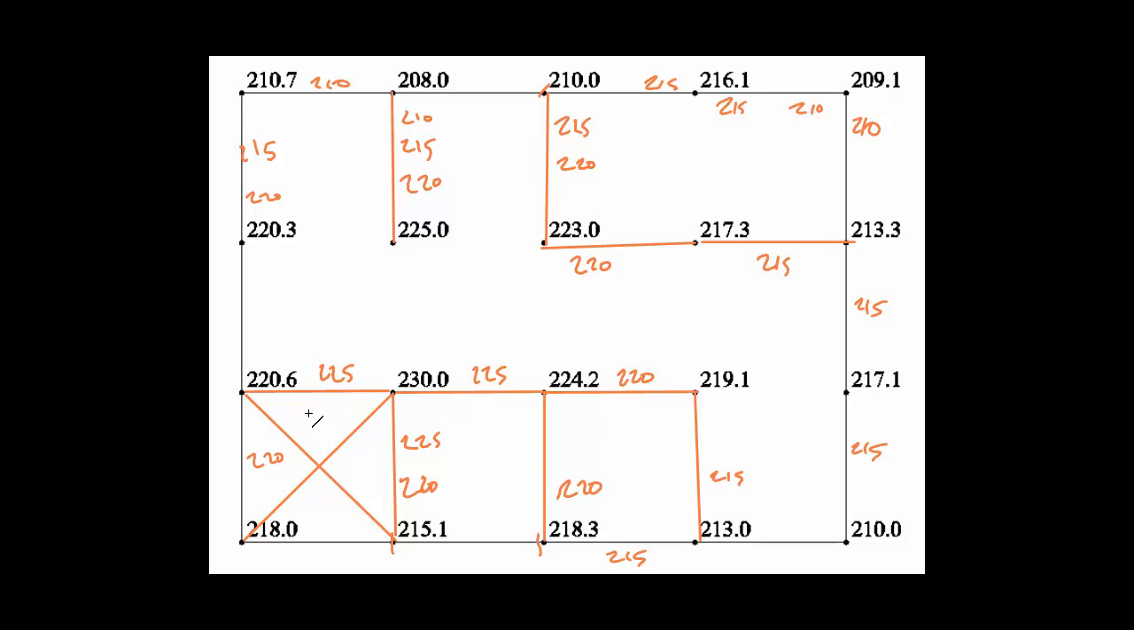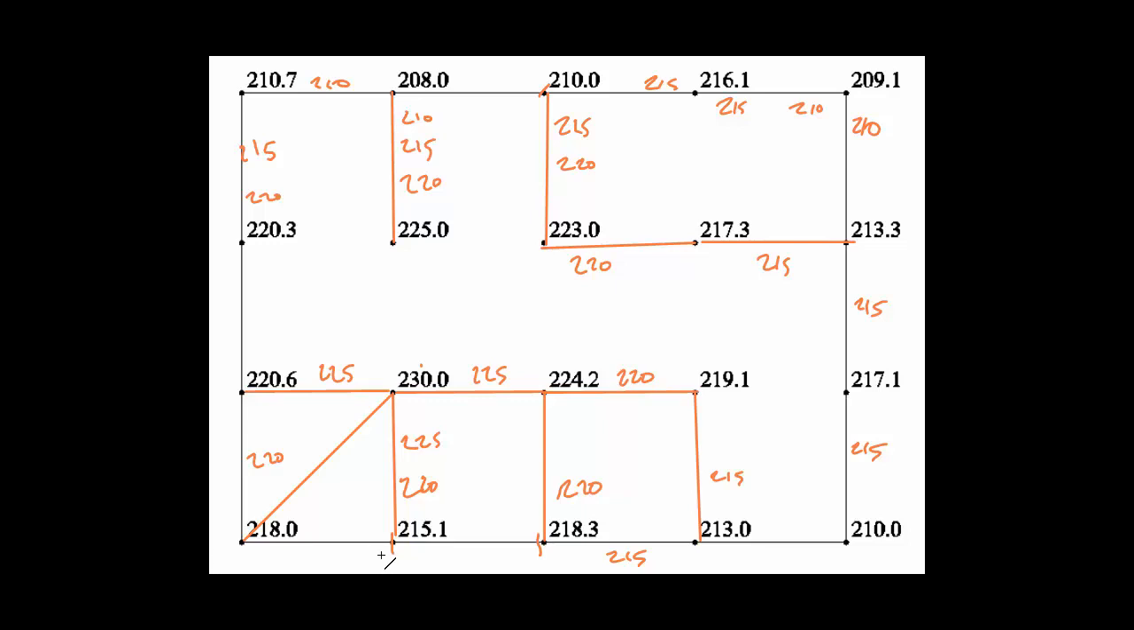So the rule of thumb I use is evaluate the two elevations you see here. If I look at 220.6 minus 215.1, that is a difference of 5.5 feet. But if I look at the difference between 230 and 218, that is a difference of 12 feet. So I'm going to draw the diagonal that represents the largest elevation change. I now have divided that square into two triangles.